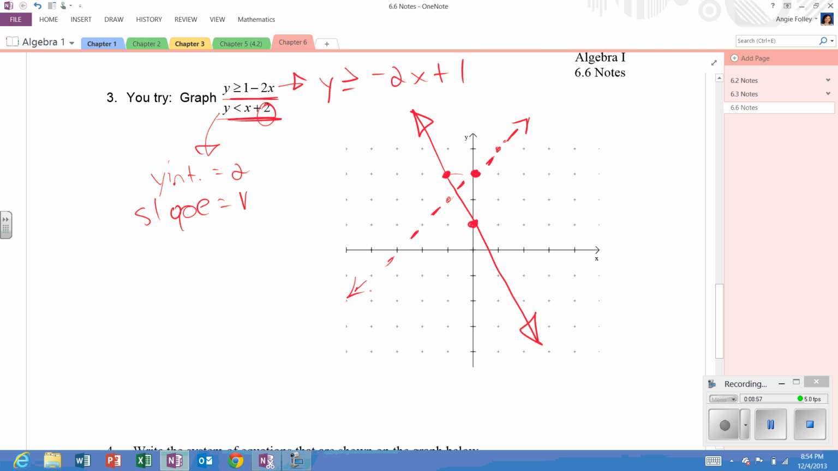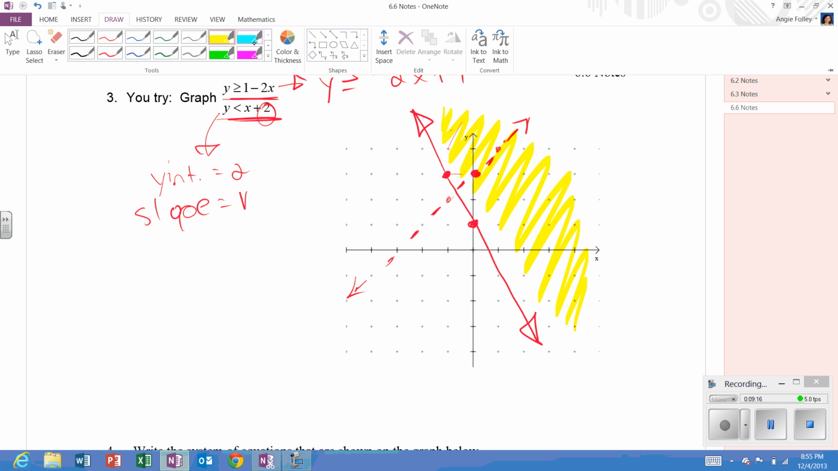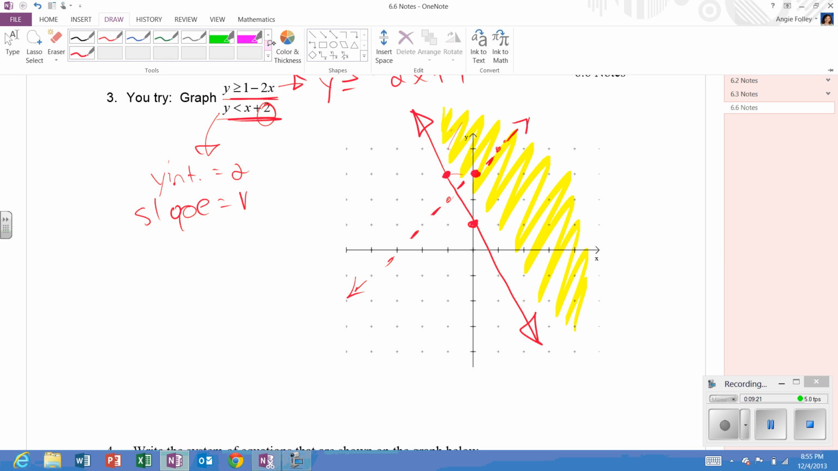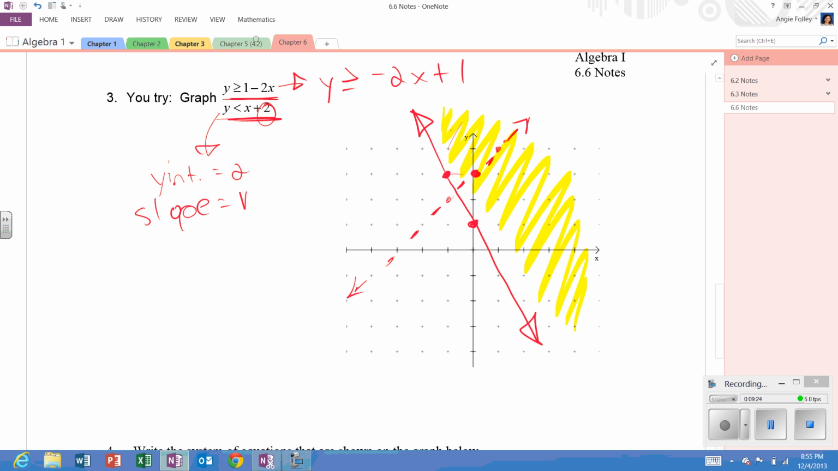Now we have to figure out what part we should shade. For the first equation, the solid line, it said y is greater than, so that would be technically everything over here. Let me see if I can do a little highlighter. For the other line, let's pick another color. Maybe blue. For the other line, the dashed one, it says that y is less than x plus 2. So that means y is everything below the dashed line.